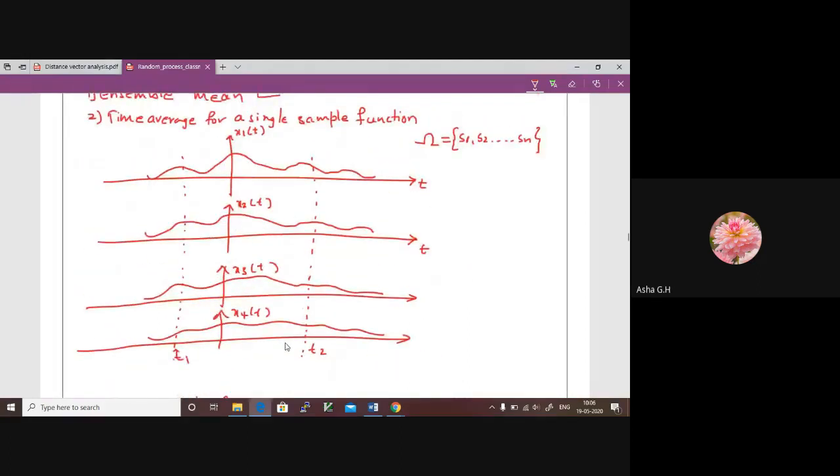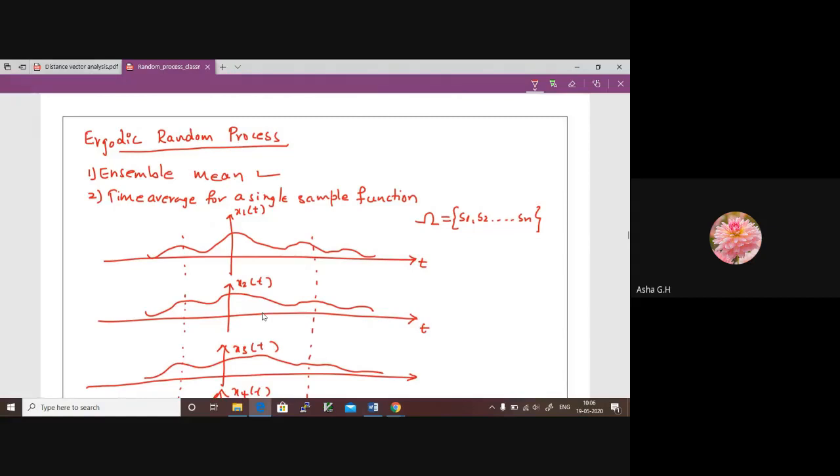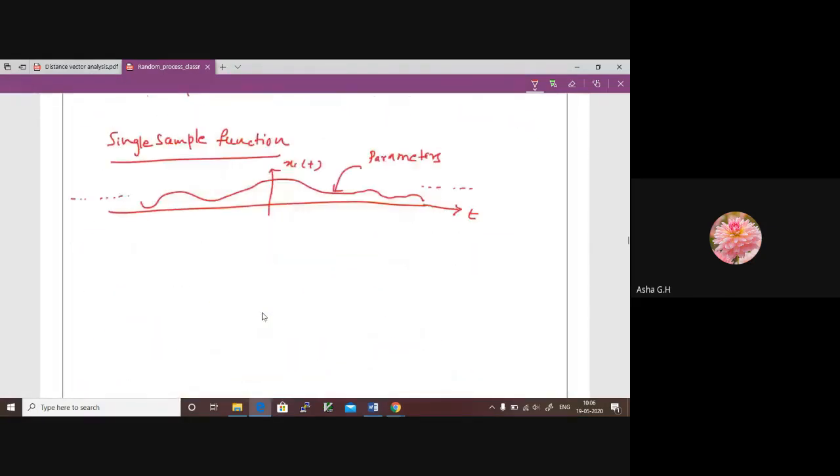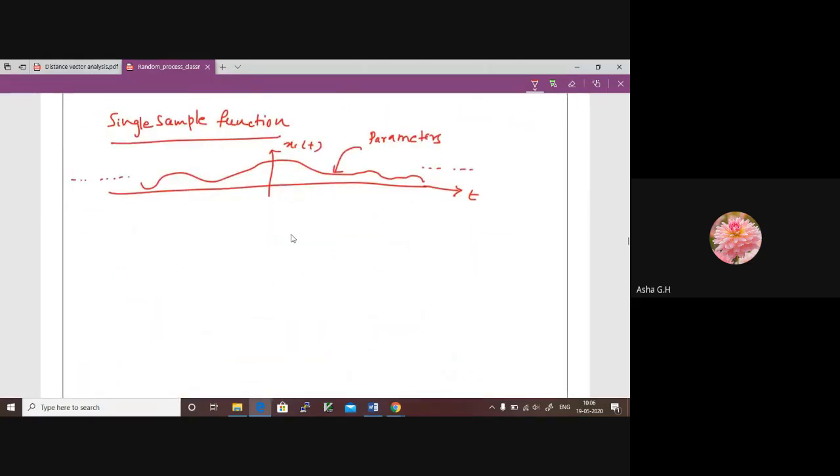Okay, so this is one way of finding out the statistical parameters like mean and autocorrelation, and this is another way of doing it. So now how is this related to the ergodic random process? In the ergodic random process, what we do later is we consider the ensemble mean, or the autocorrelation function that we got from the ensemble mean, and also the autocorrelation function that is got from a single sample function. Then we try to relate these two equations, and we get to know that these two are equal when the random processes are ergodic random processes.